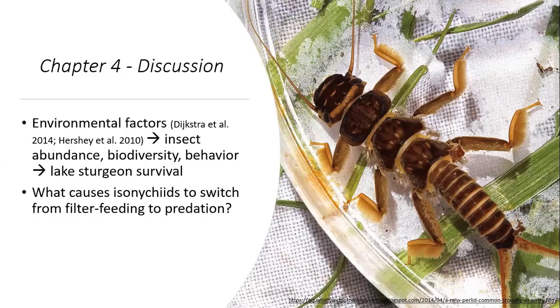And of course, the other side of the equation that I didn't investigate in this experiment was what informs the predator behavior. So for example, I'm super curious to know what causes isonychiids to switch from being filter feeders to being predators. I don't know what it is. I think this is a really fascinating, complex system in which to ask questions.